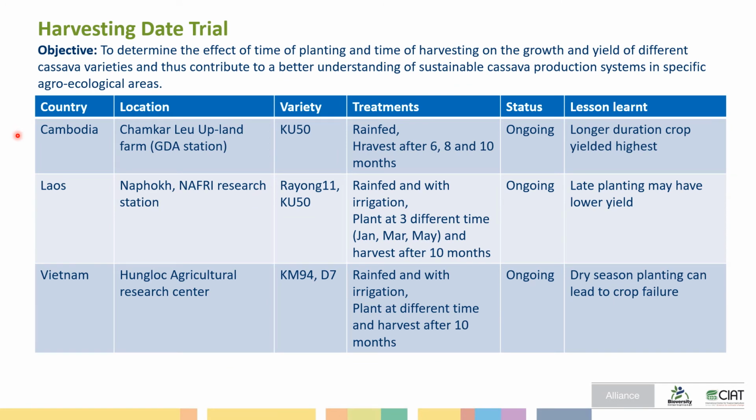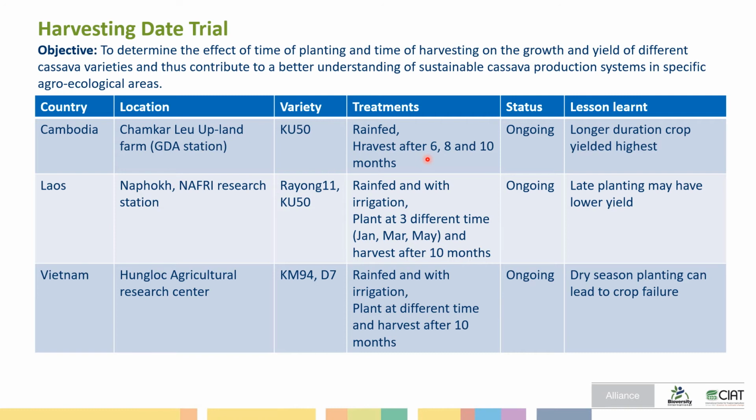Here is the summary table of the different harvesting date experiments. We have done them in Cambodia, in Laos, and Vietnam. One of the goals was to compare the yield between tunnel-grown plantlets and stake-grown plantlets. But at the start we didn't have tunnel-grown plantlets, so we tried to understand the effect of different harvest times with the stake-grown plants.